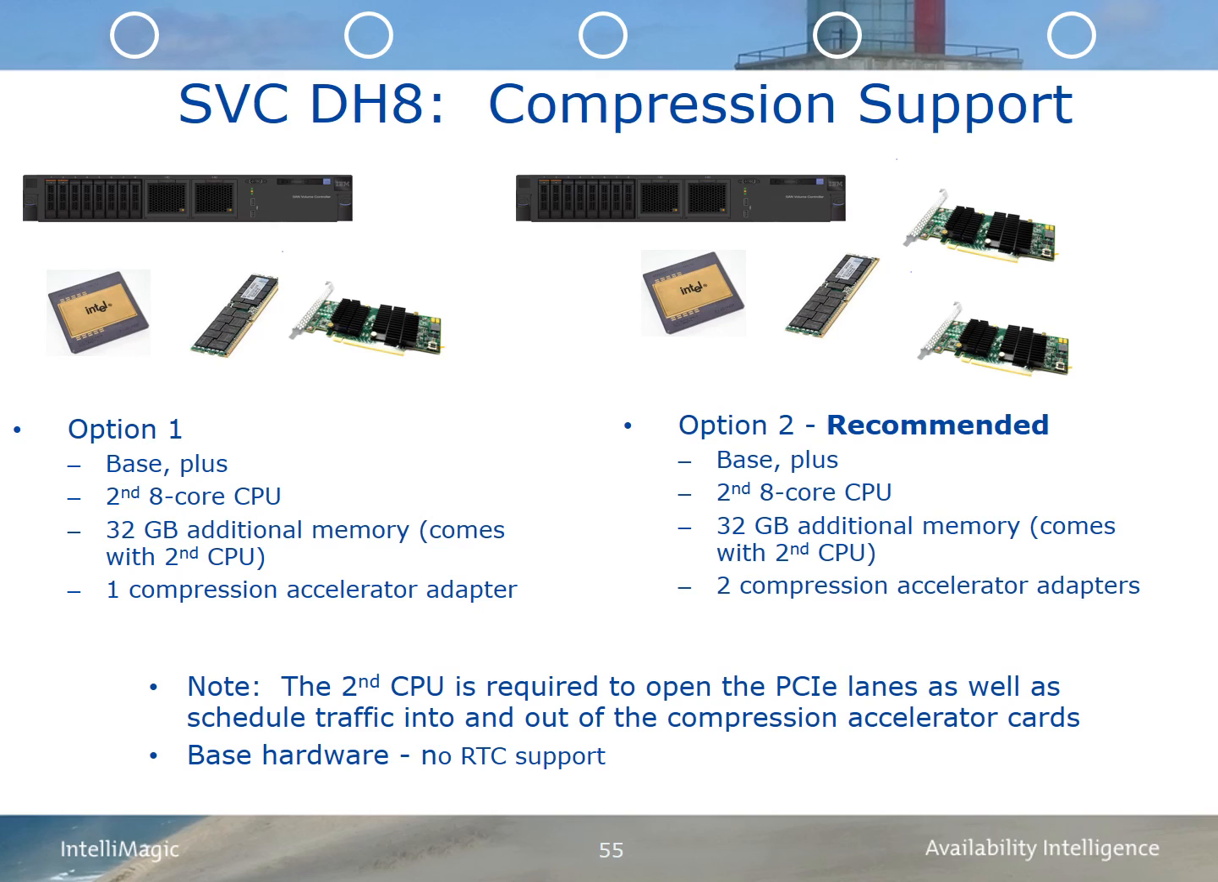The other option is to dedicate 8 cores to the RTC with 2 compression accelerators, which actually doubles the bandwidth, and 38 gigs of memory. So it's 32 additional gigs of memory plus 6 from the Spectrum Virtualize stack. Note that the second option is required to open the PCIe lanes as well as schedule traffic into and out of the compression accelerator cards.